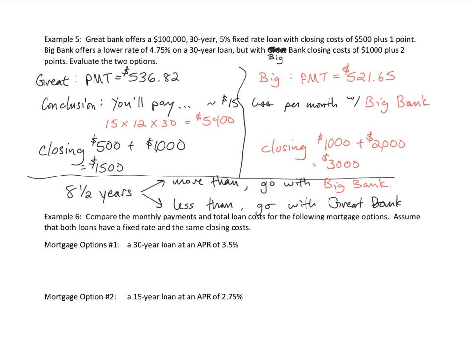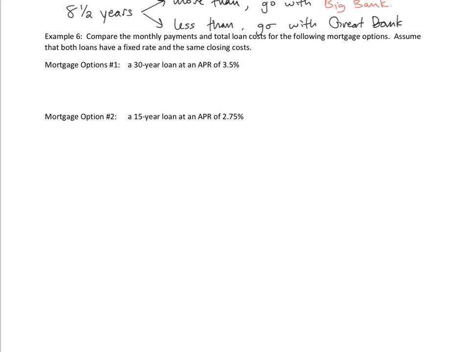All right. Let's take a look at example 6, and then I think we are done with this video. All right, let's read. Compare the monthly payments and total loan costs for the mortgage options. Assume that both loans have fixed rates and the same closing costs. So since the closing costs will be the same, we don't even have to worry about anything with that. So we don't have to worry about that being in our conclusion. Now I've gone ahead and done the work outside of the video so I can make this short.